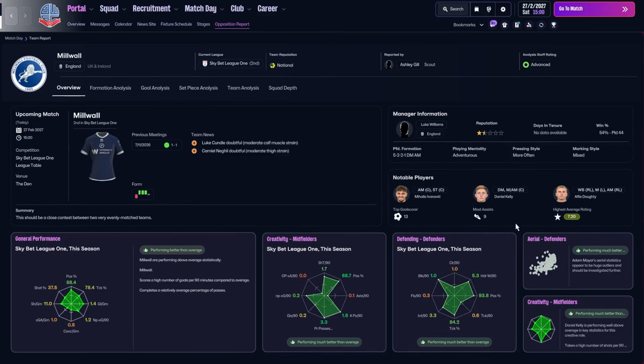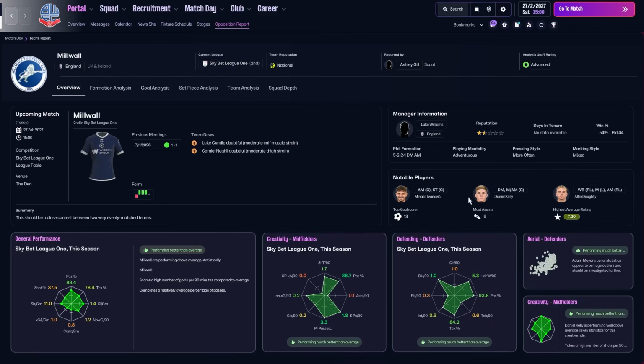The top goal scorer on the list is Mikhail Ivanovic. He has 13 goals already, so he's one player that we're going to want to pay attention to. Daniel Kelly is a defensive midfielder that has 9 assists. The player with the highest average rating is Doughty, and he has a 7.2 match rating. So these three players are the ones I like to concentrate on when I'm doing opposition instructions. They're going to be the main threat. Of course, we still have to watch the matches and try to see where the danger could be coming from.